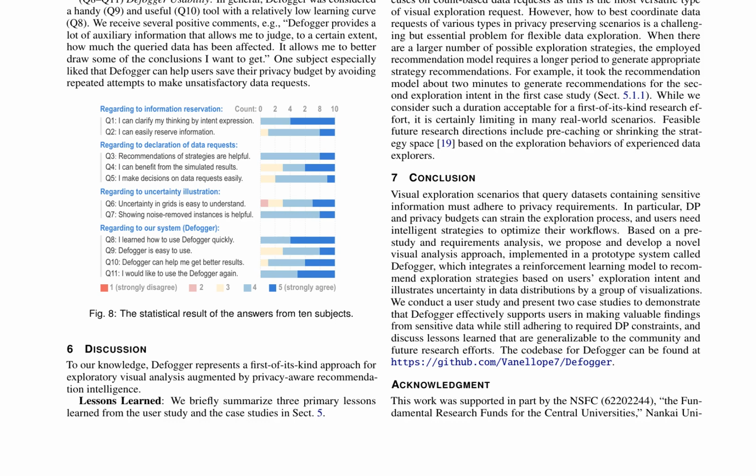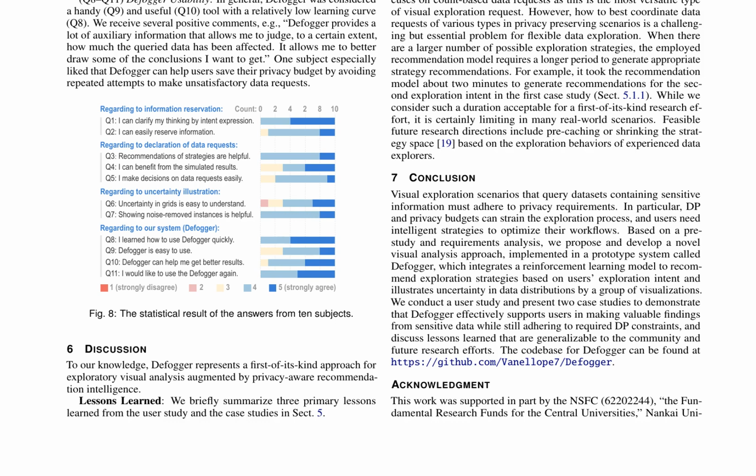The Defogger system consists of a reinforcement learning model that recommends exploration strategies based on users' intent, which is inferred through their interactions with the system. The model is trained on a dataset of user interactions, allowing it to learn effective exploration strategies that balance visual complexity with privacy-based situational awareness.